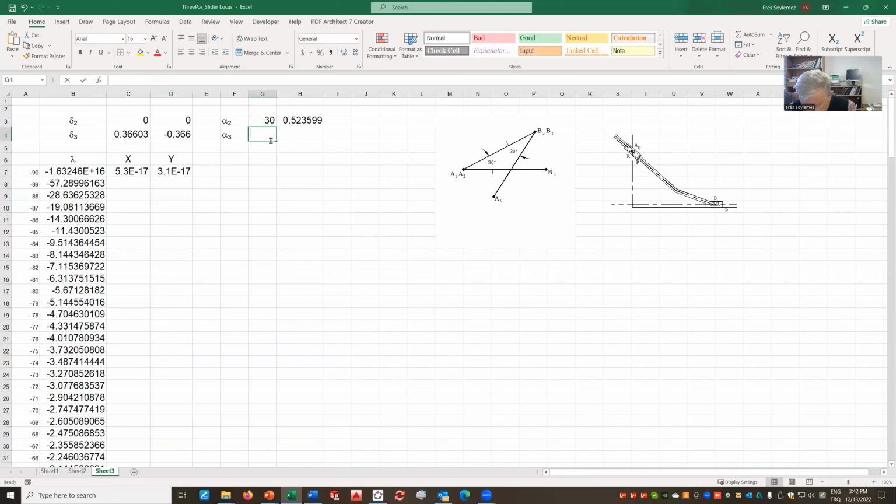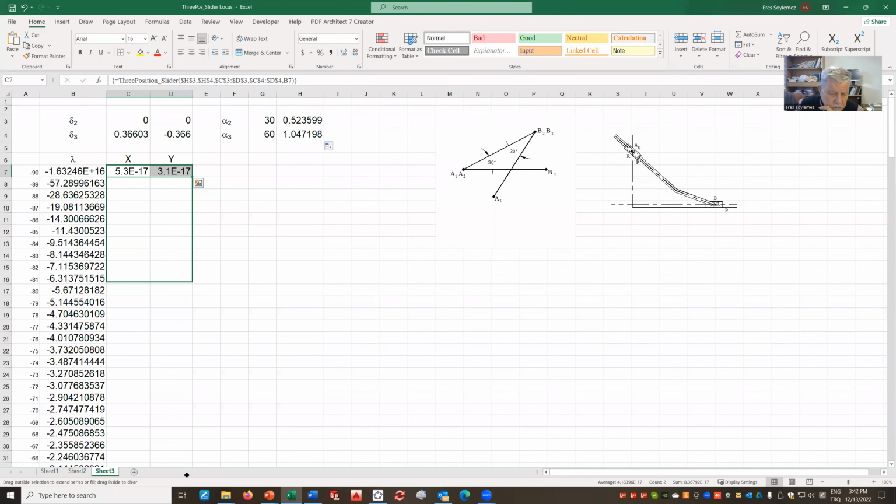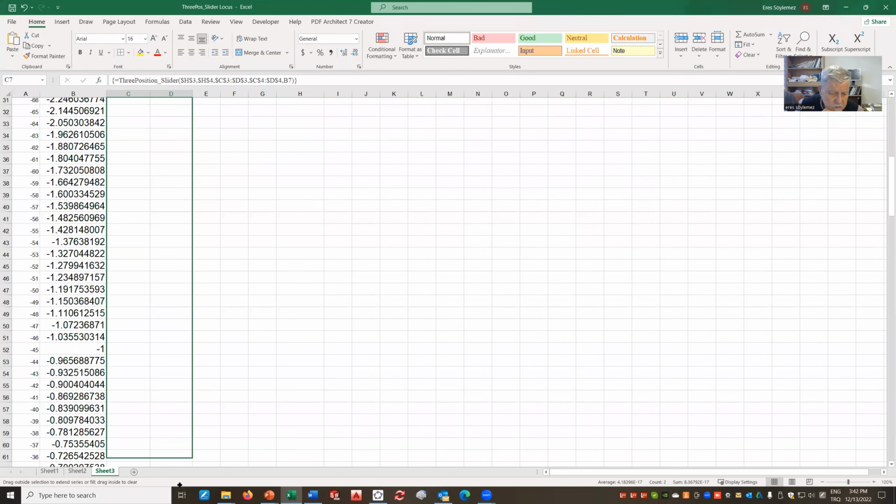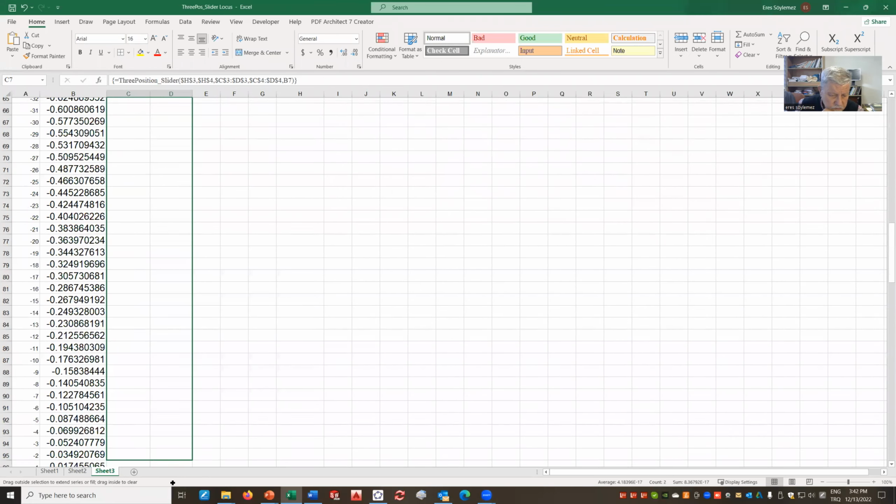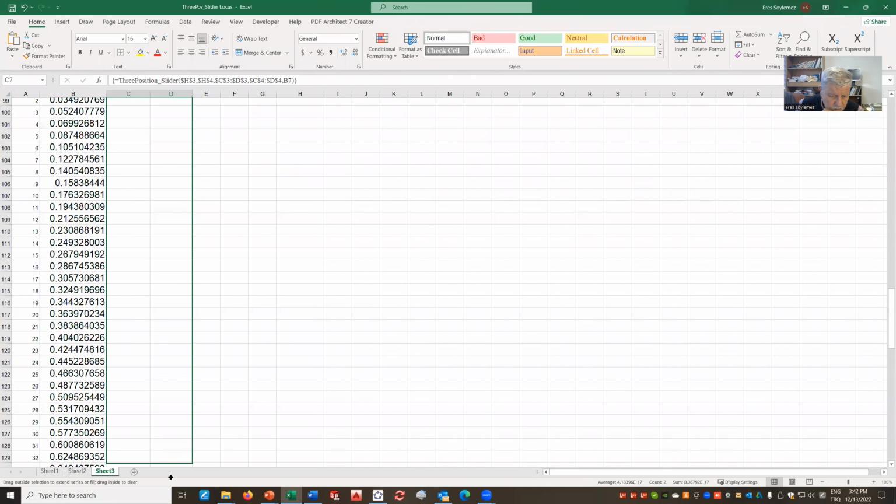Alpha will be 60 degrees, as I said before. So, as you can see, it has changed. Now, mark these two cells. Go to the bottom right corner. Double click. Doesn't work? Okay. Sometimes I don't understand, but it doesn't work. In that case, I have to pull it down all the way.